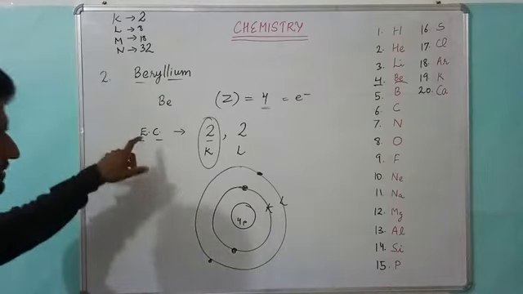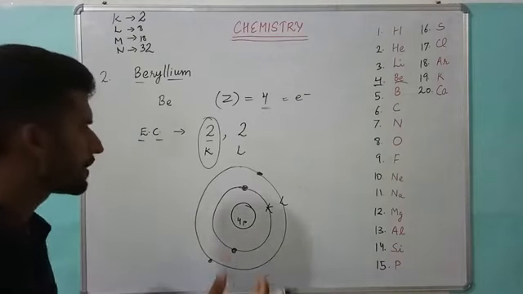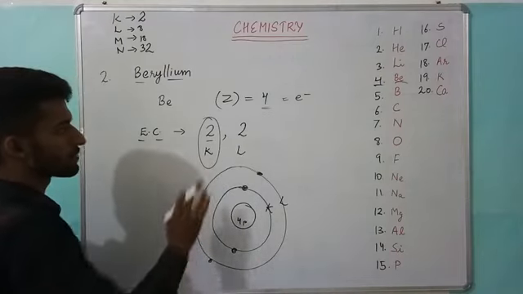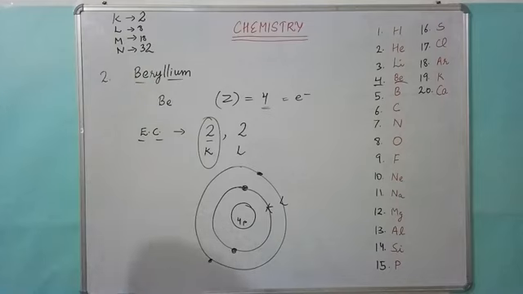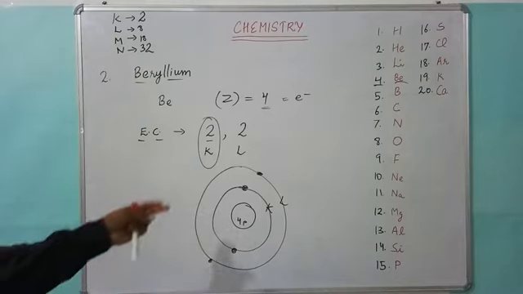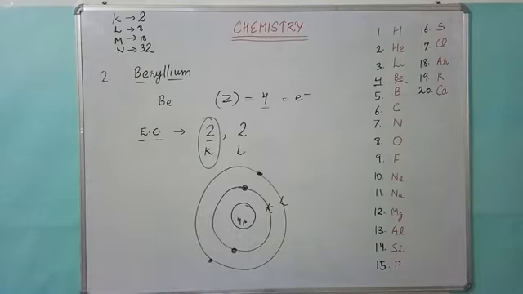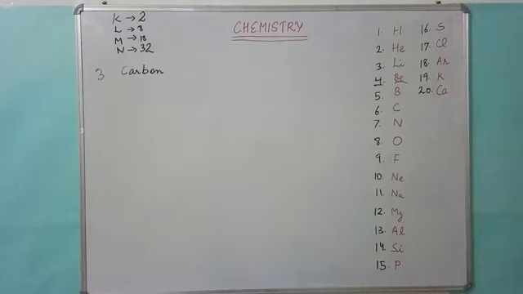Clear? What is electronic configuration? It is the arrangement of electrons in different shells. Here only 2 shells are present, so 2 and 2, the 4 electrons are present in different shells.